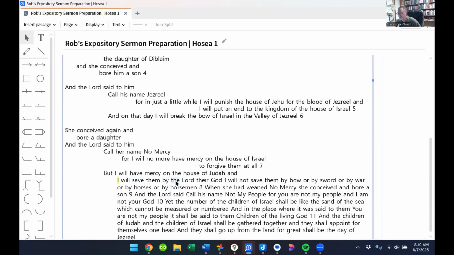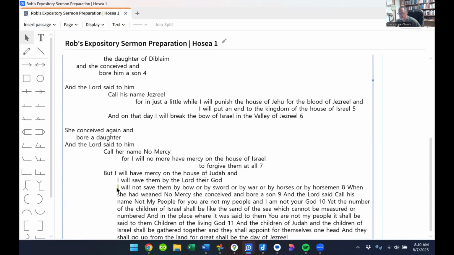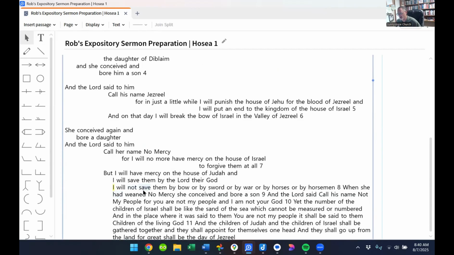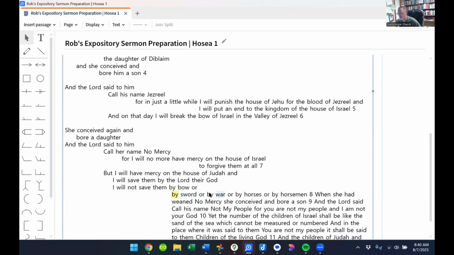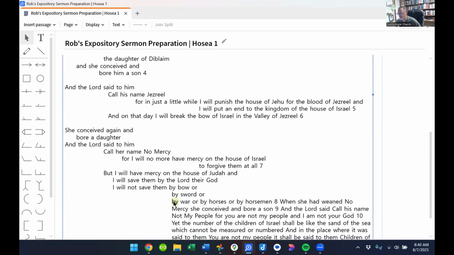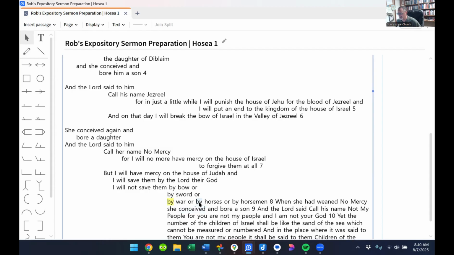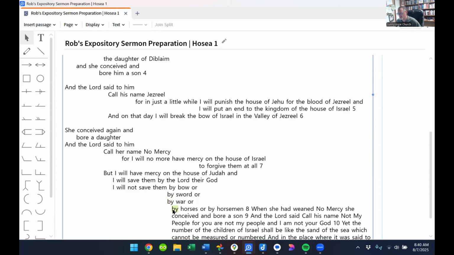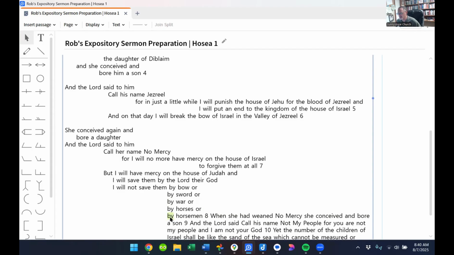On the house of Judah, and I will save them by the Lord their God. I will not. And so it all kind of lines up. I like it to be precise, but sometimes my computer doesn't want to cooperate. Anyways, I will not save them by the bow, or by sword or by war, or by horses or by horsemen. I just like to line them up as much as I can. So you can pretty clearly see there's an emphasis here. I will not save them. And then there's this whole long list of the ways that God will not save. And when you get a list like that, that's really for emphasis.